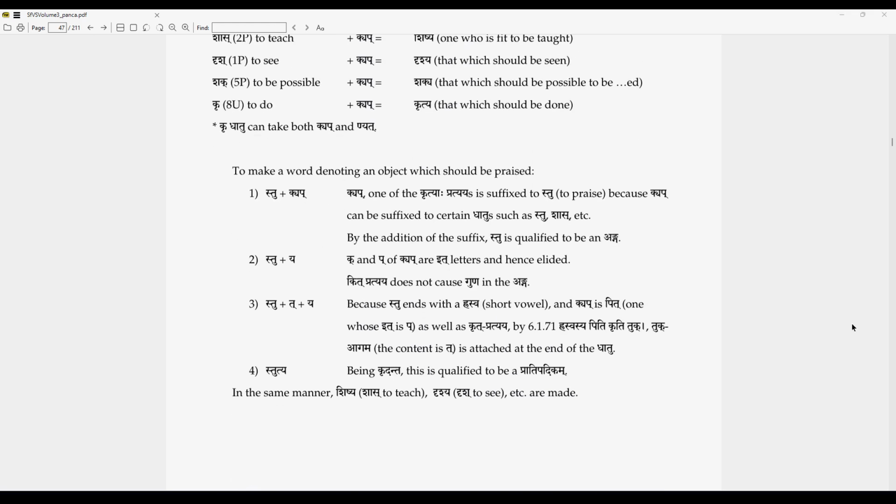You see here the first step: Stu plus Kyap. To add, this is the first step. And in the Kyap, what are the it letters? Ka and pa.